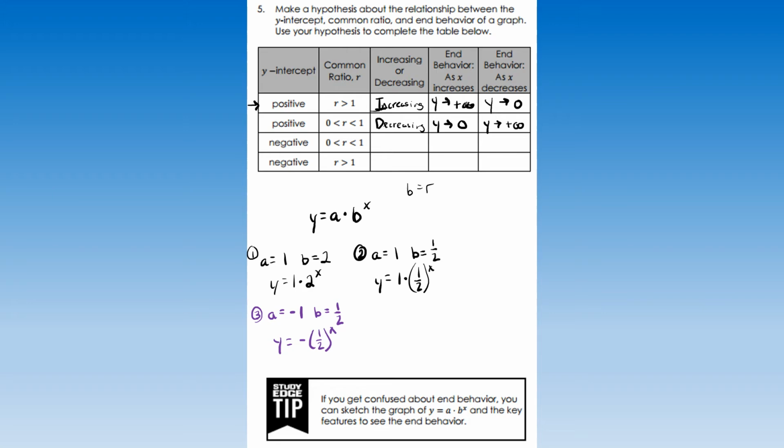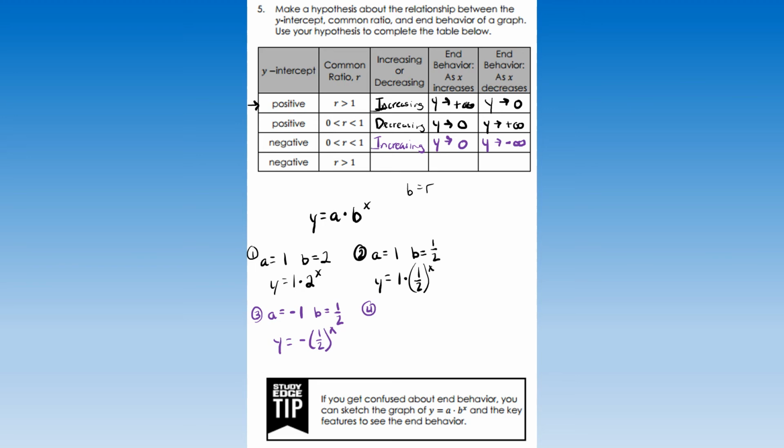So that graph was increasing. Overall, that graph was increasing. But as x got bigger and bigger, y approached 0. Y got closer to 0. As x became more negative, y also became more negative, and it headed towards negative infinity. So as x decreased, y also decreased.